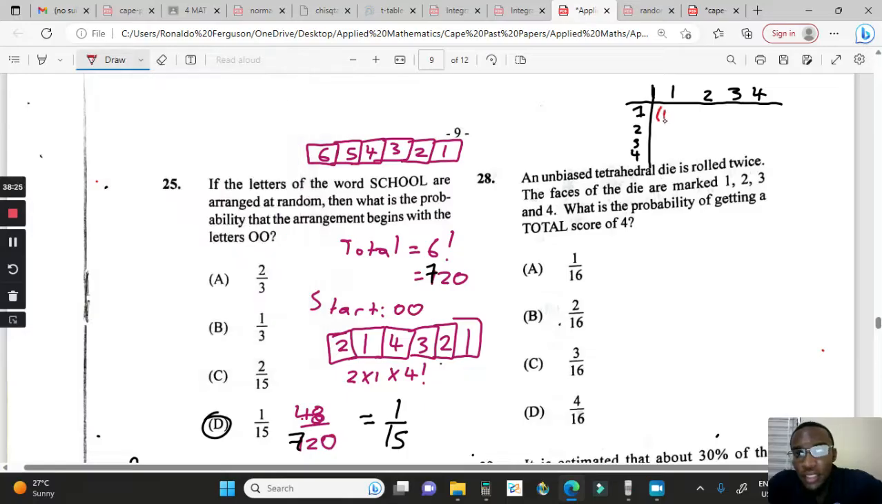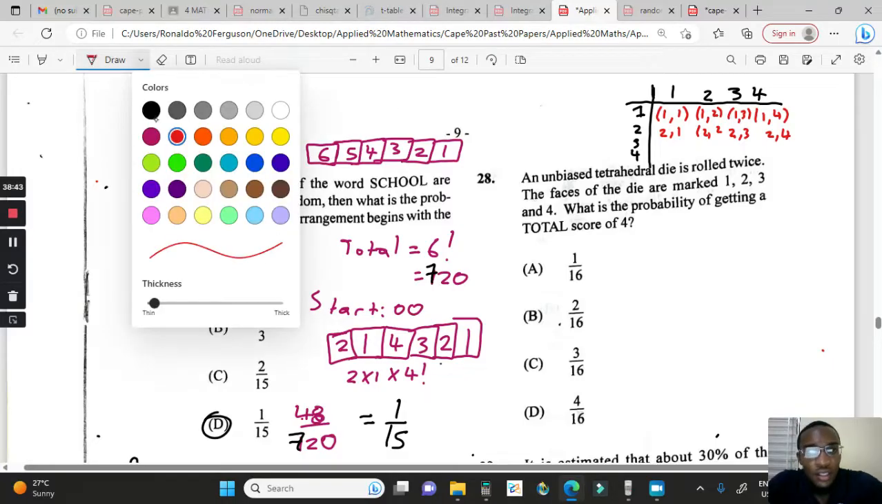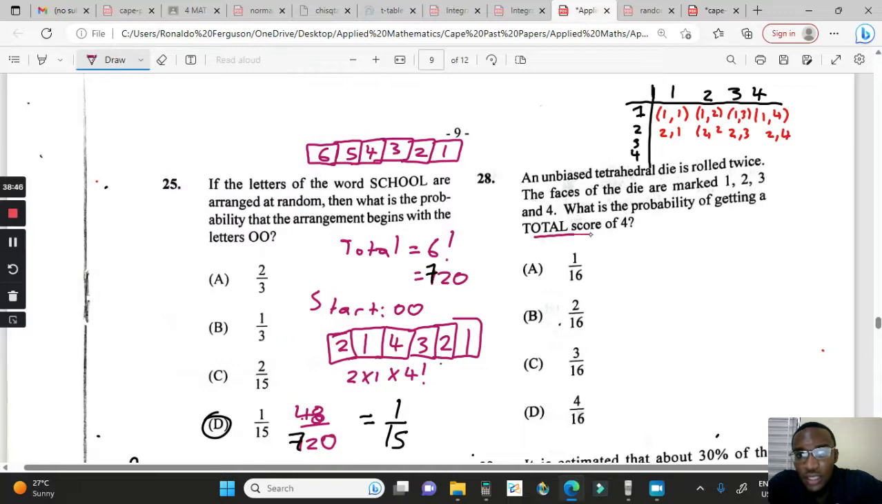So one possibility is to get 1 on one die, 1 on the next. And then you can get 1 and 2, or 1 and 3, or 1 and 4, or you can get 2 and 1, 2 and 2, 2 and 3, 2 and 4, and we get the gist. To get a total of 4, it could be the 1 and 3, or the 2 and 2. This is the 3 and 1, another one that gives me a score of 4. So this is 3 of them out of 16.